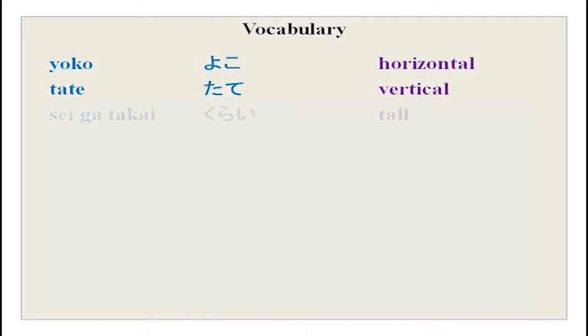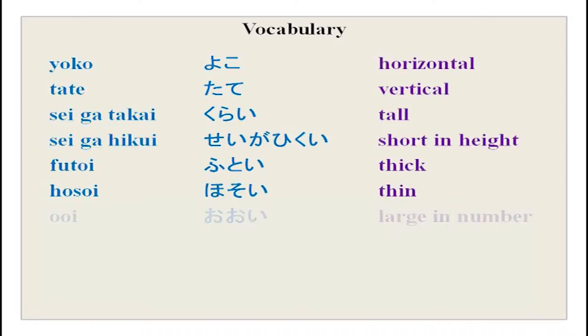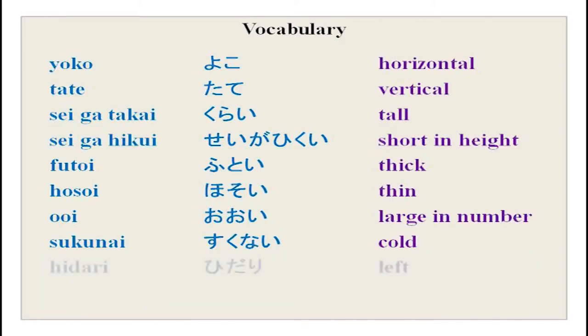Now, you have some vocabulary, the vocabulary that we have done in class. I will just read it out. You can practice it at home and over here you can say after me. The meanings are given here in purple, the hiragana is in blue. Yoko, tate, sei ga takai, sei ga hikui, futoi, hosoi, oi, sukunai, hidari, migi.